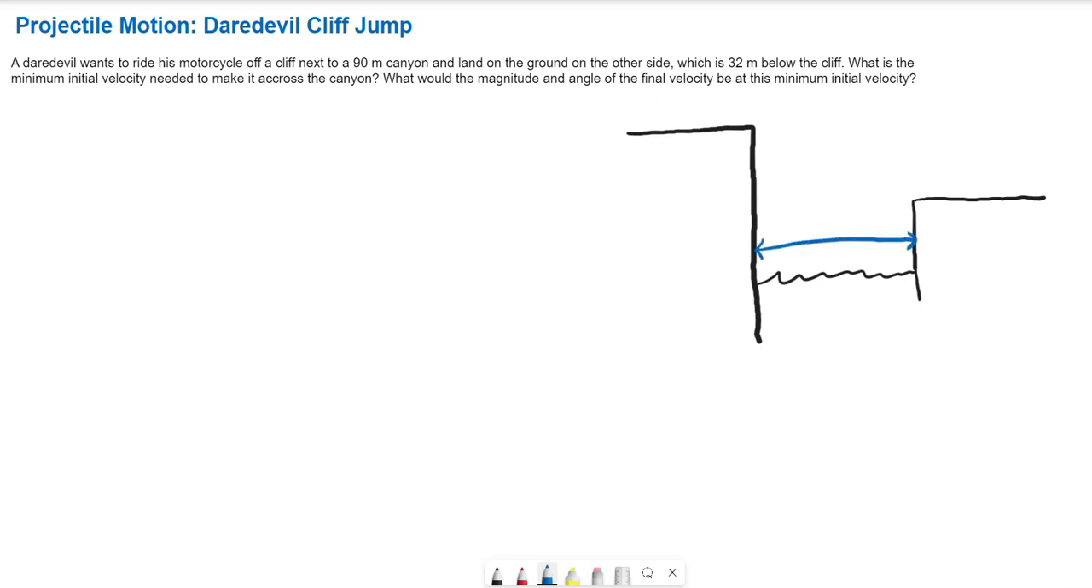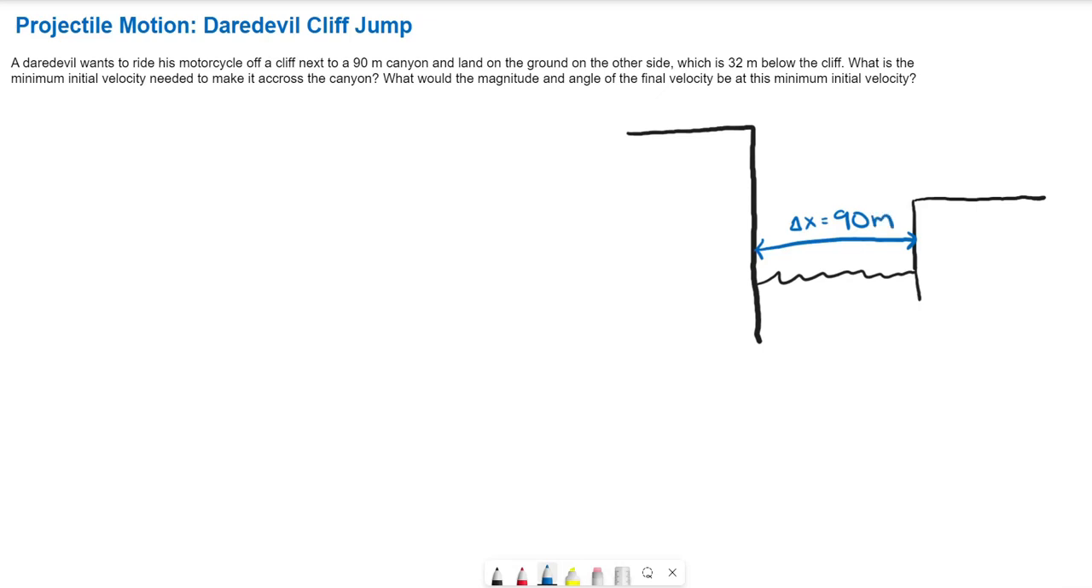So first of all, let's just draw a picture and figure out what we know and what we need to know. So this is our cliff here, and he wants to get to the other side. In the middle, there can be water or just a fall. Doesn't really matter. We know he wants to get to this other side. We also know that this canyon is 90 meters in length. So the length he needs to jump over is delta x, and that is 90 meters.